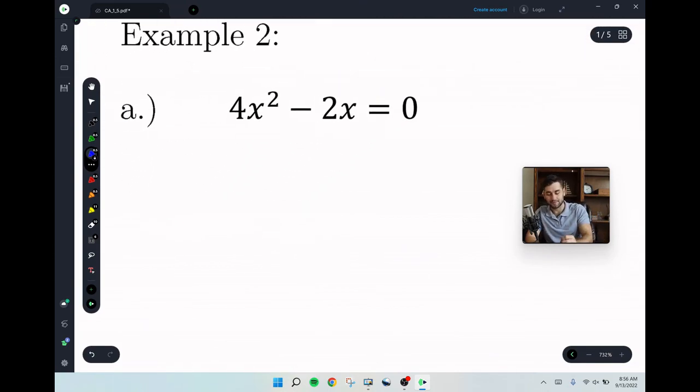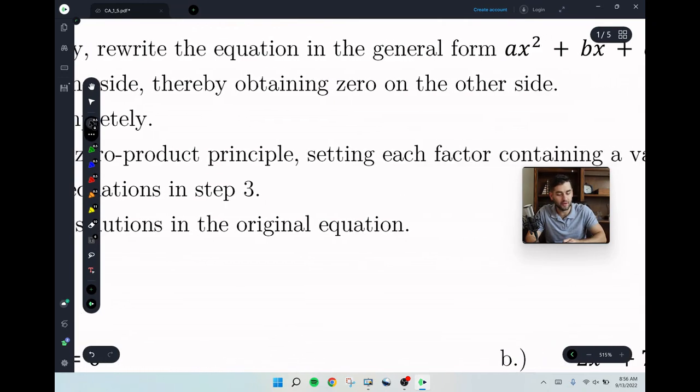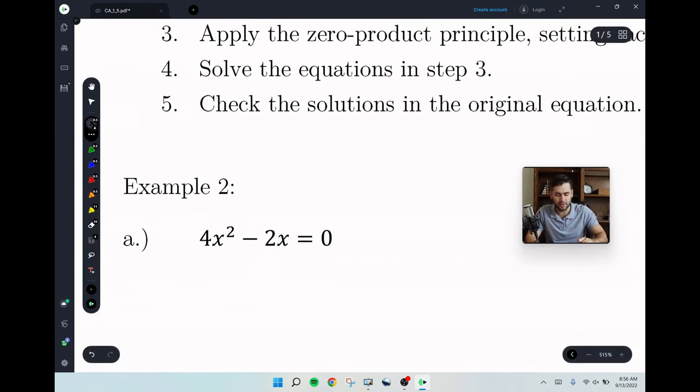First things first. Step 1 says, if necessary, rewrite the equation in general form. I'm going to go ahead and do that. I'm going to make a little note in my brain that there's a c there, but the c is 0 because it's missing, right? So we've got our a term, our b term, including the negative sign, and then a c term of 0 because it's not there. So I want my brain to just know that so I can see the types of problems that come up.